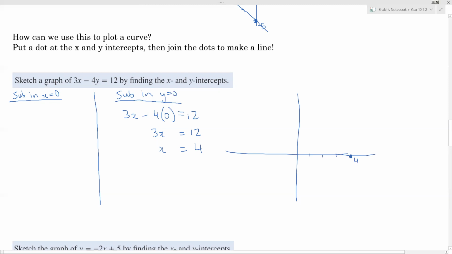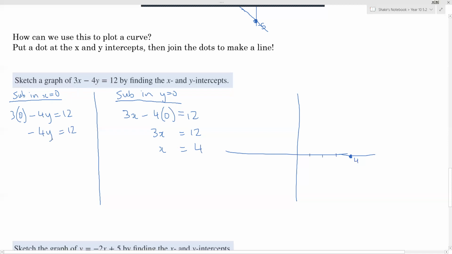Now to find my y-intercept, you sub x equals 0 in. So 3 times 0 minus 4y equals 12. Wherever I saw x, I put a 0 in. I saw an x here, I put a 0 in place of x. 3 times 0 is just 0. So really I'm left with negative 4y equals 12.